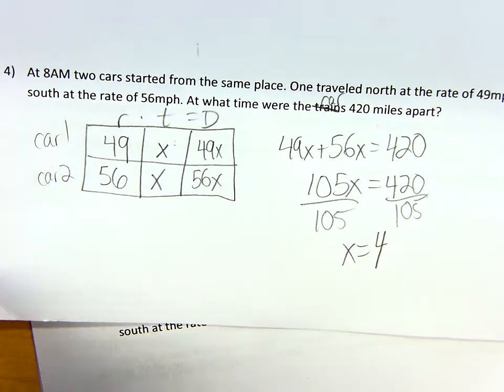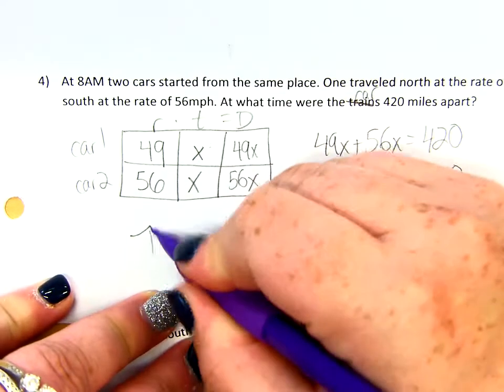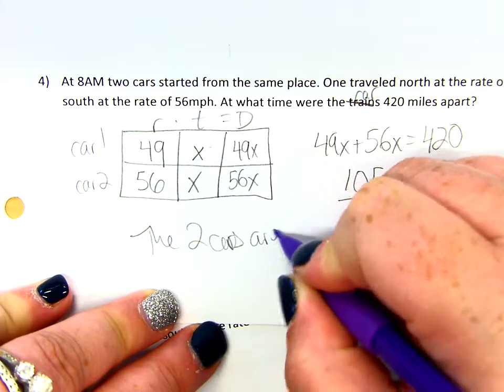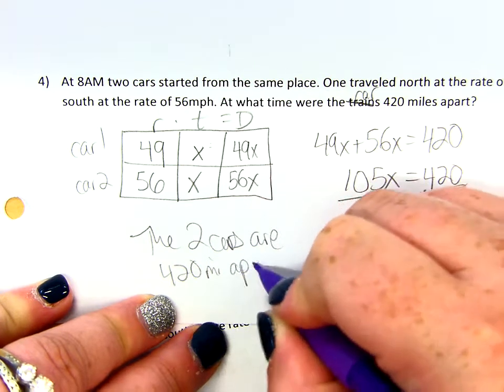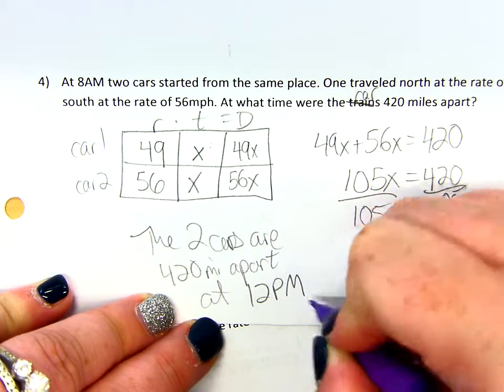See how this one had a little hidden thing there? They're asking you at what time. So the 2 cars are 420 miles apart at 12 p.m.